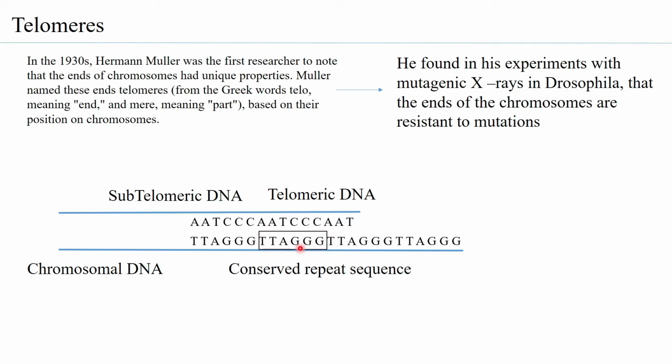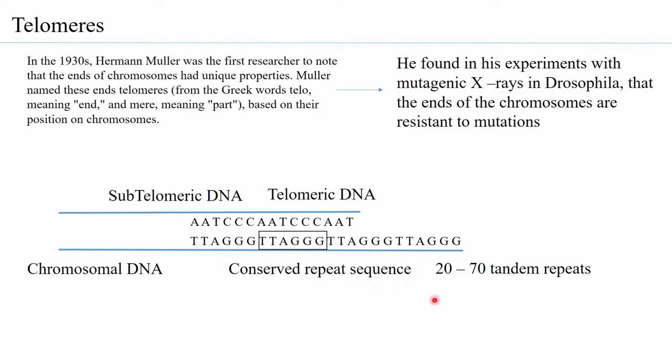TTAGGG is the repeat sequence that one observes all along the telomere. This is a conserved repeat sequence. All telomeres you will find have the same sequence. Of course, you may have certain changes in the sequence in different species, but more or less the sequence is almost the same, and that's why it is called the conserved repeat sequence. You can have these repeats anywhere from 20 to 70 tandem repeats. They are called tandem repeats because there is no other sequence between the adjacent repeat sequences.